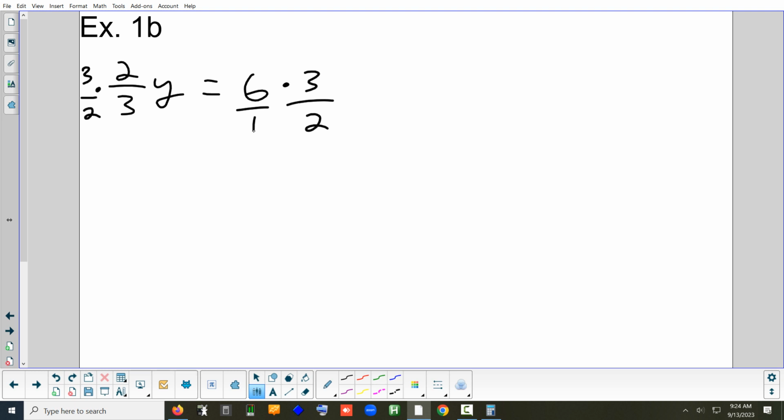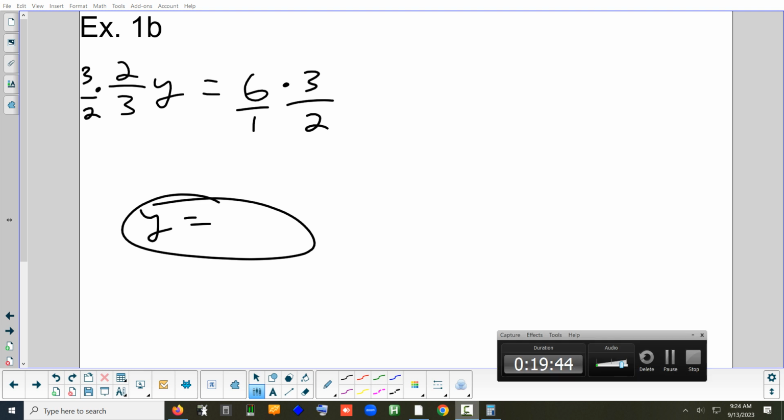So that's the first step. Multiply each side by 3/2. And now see if you can simplify the left side and the right side. So when you're done, you should have y equals, and then tell me what you get. Okay, so try that, and we'll check.